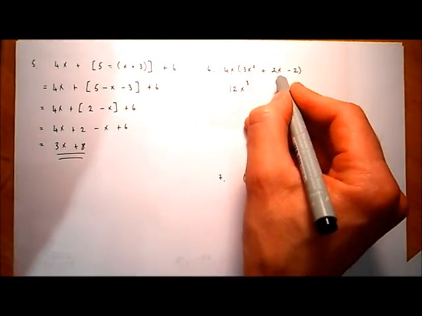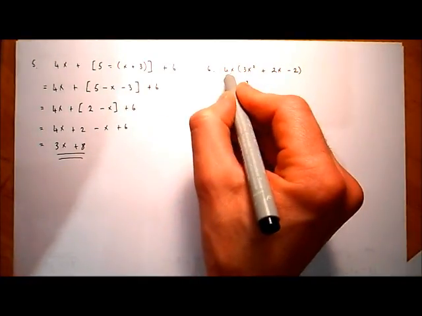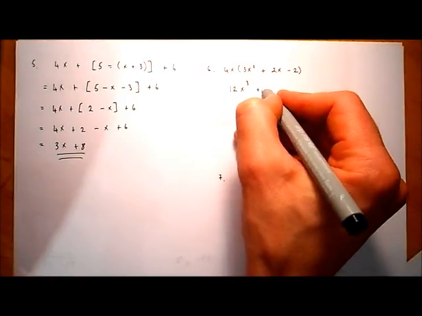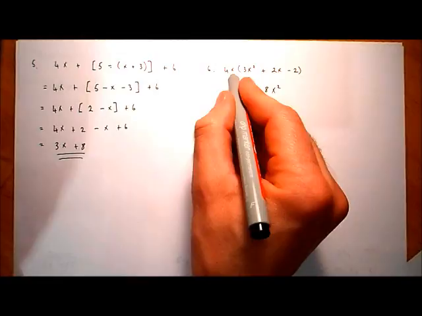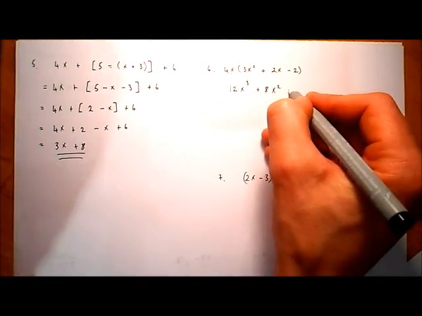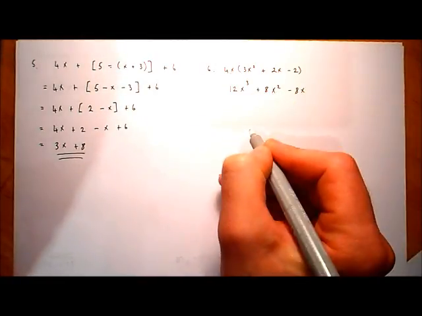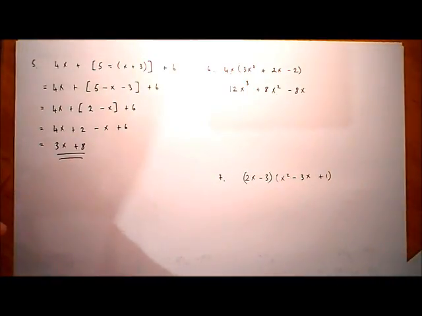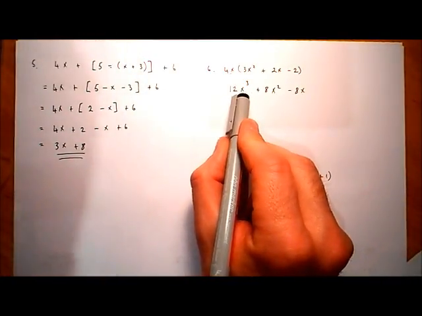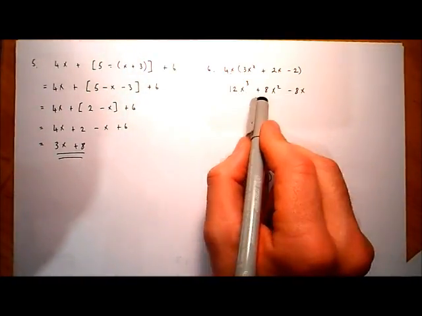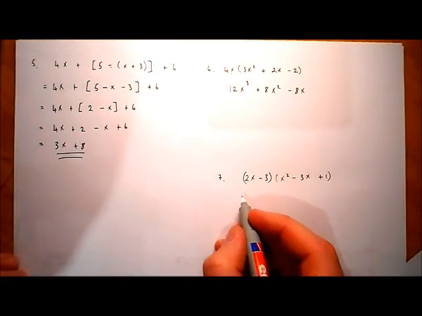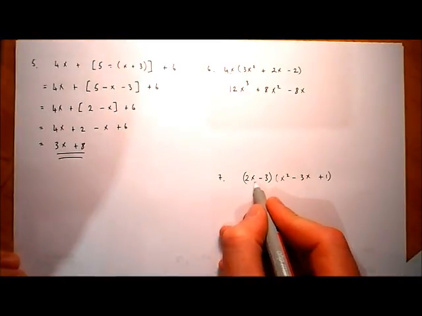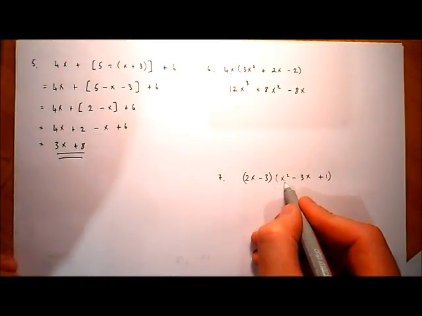Now I multiply 4x by 2x, and it's a plus 2x. So 4 by plus 2 gives plus 8. And x by x gives x squared. And 4x times minus 2 will give me minus 8x. And I'll just have a look and see if there's anything you can add up there. Well, I've got an x cubed, I've got an x squared and an x, so they're all different, so I can't add anything.